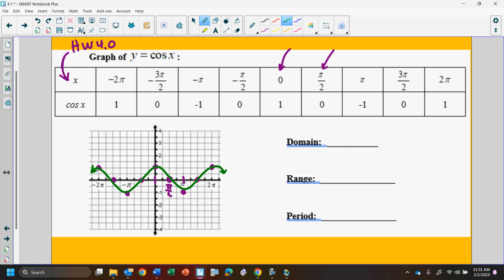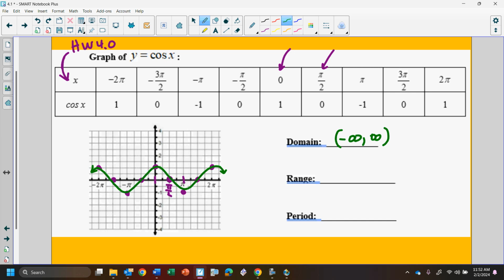Domain and range look great, guys. What's our domain? Negative infinity to positive infinity. Good. Left and right forever. Guess what? Sine and cosine always have the same domain. Always all real numbers. Cool.